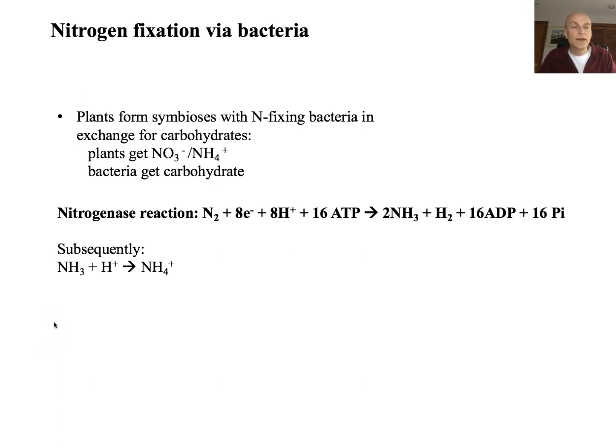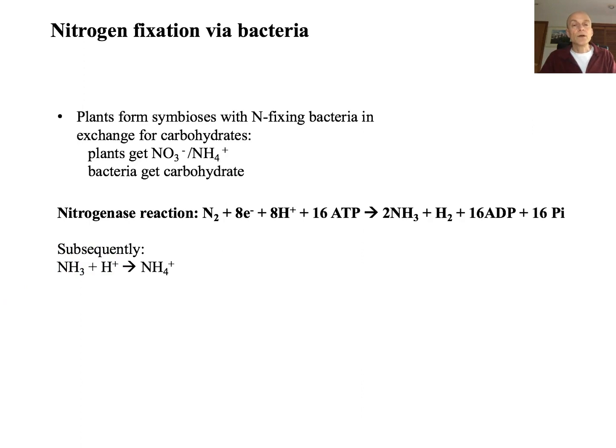It happens in the bacteria, and it uses a different enzyme, an enzyme called nitrogenase. In this nitrogenase reaction, atmospheric nitrogen is fixed into ammonia, and it costs 16 ATP. So it's a very energetically costly reaction. Electrons and hydrogens plus all this ATP produce the 2 ammonia molecules here. And then subsequently, just through dissociation and pH-dependent reactions, we can get an equilibrium between ammonia and ammonium.